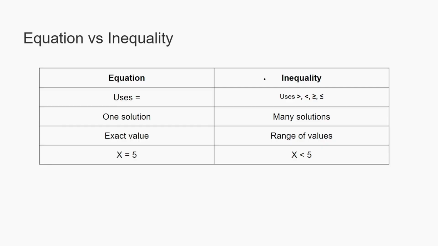Now, for an inequality, it's a little bit different. An inequality uses these symbols here: greater than, less than, greater than or equal to, or less than or equal to. It has many solutions. The idea for an inequality is that instead of just one value, you have a range of values that could make the statement true. For example, for this x is less than 5 inequality, there's a lot of values that can make it true. For example, x could be 4, could be 3, could be -1, could be 0, and so on. So the idea here is that for any inequality, there's often a range of values that make it true.